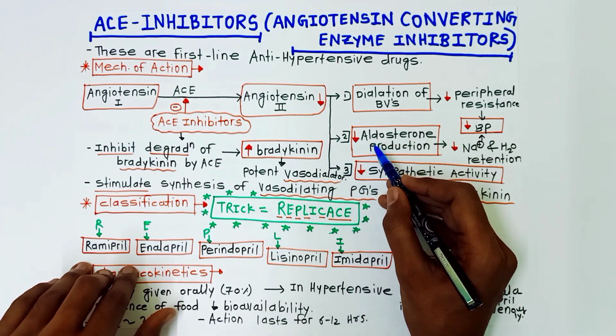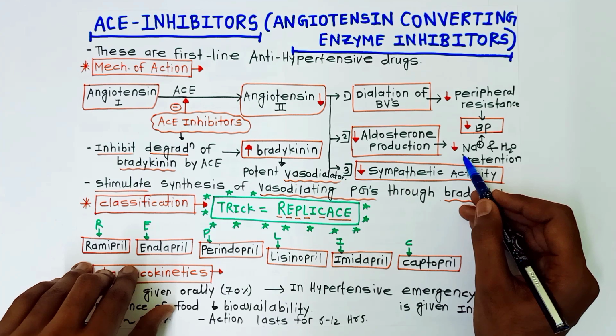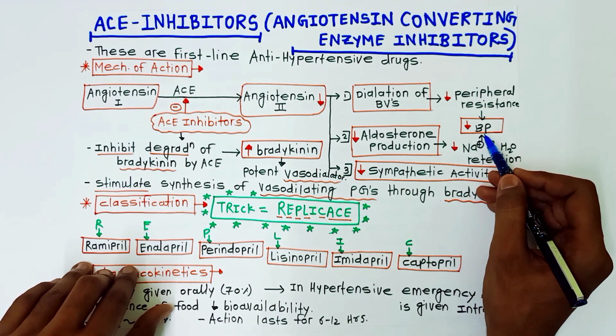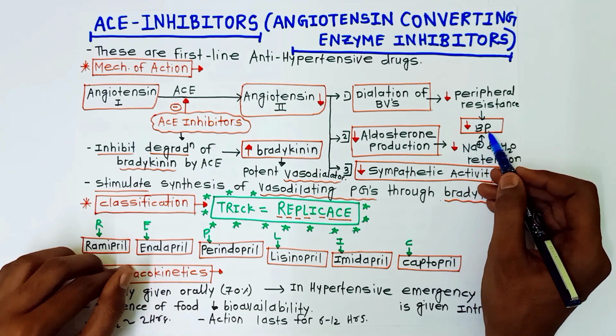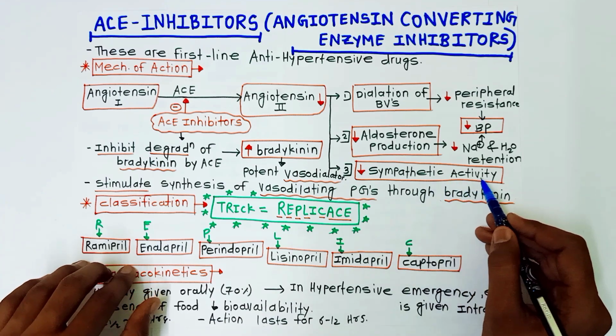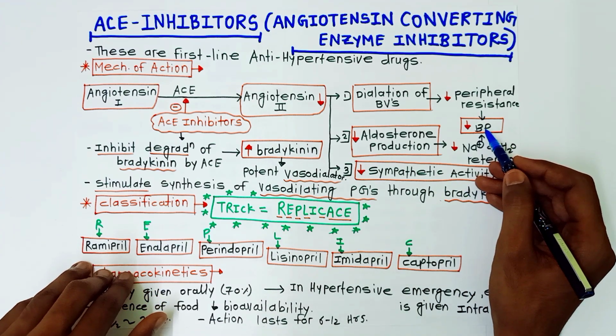Then second effect is decreased aldosterone production, which leads to decreased sodium and water retention, which ultimately leads to decreased blood pressure. And last effect is decrease in sympathetic activity, which ultimately leads to decrease in blood pressure.